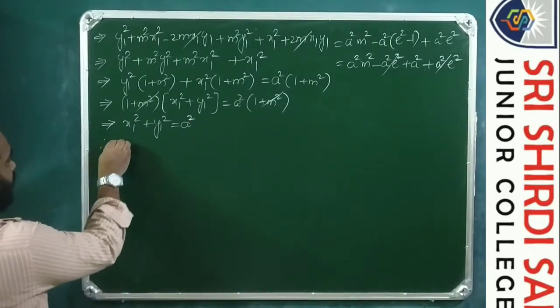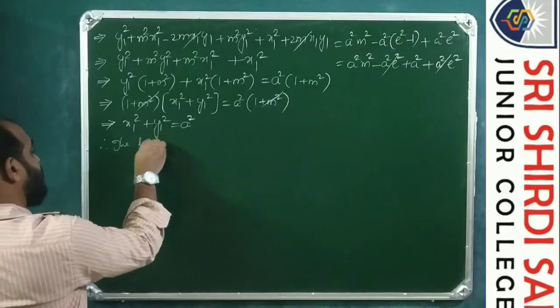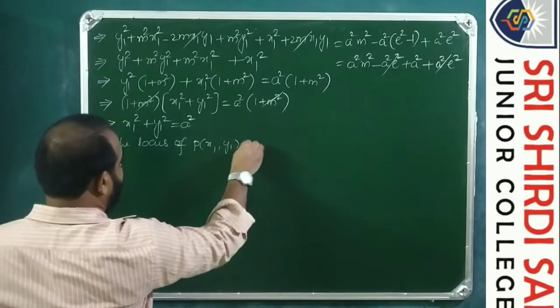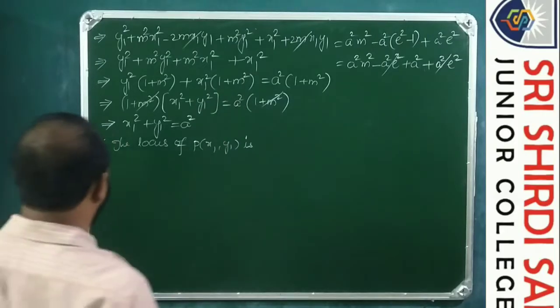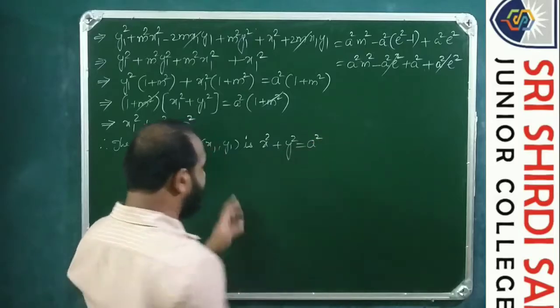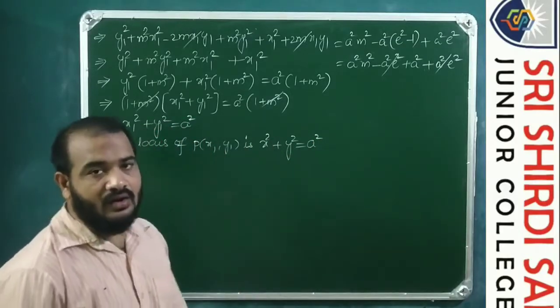Therefore, the locus of P(x1, y1) is x square plus y square is equal to a square, which is the auxiliary circle.